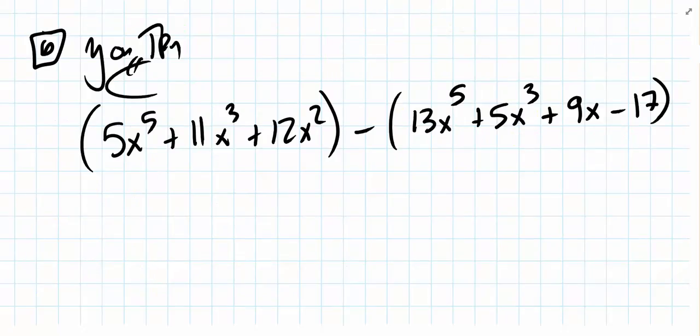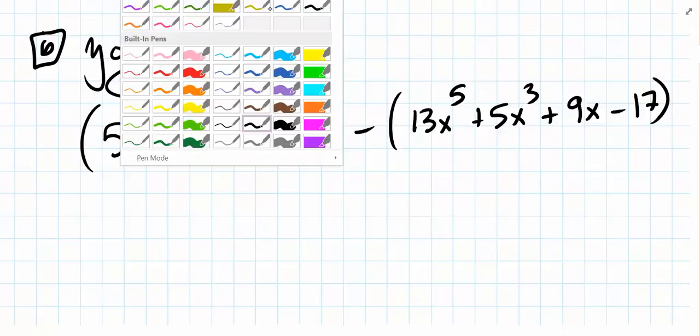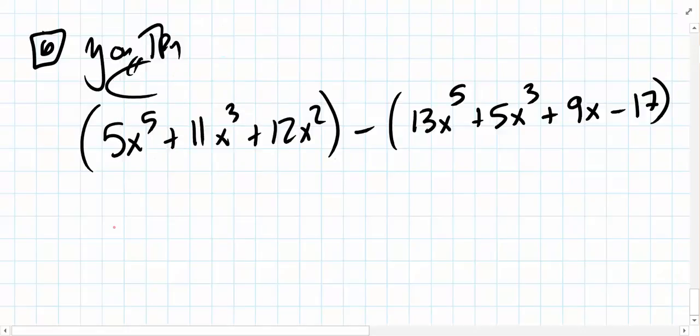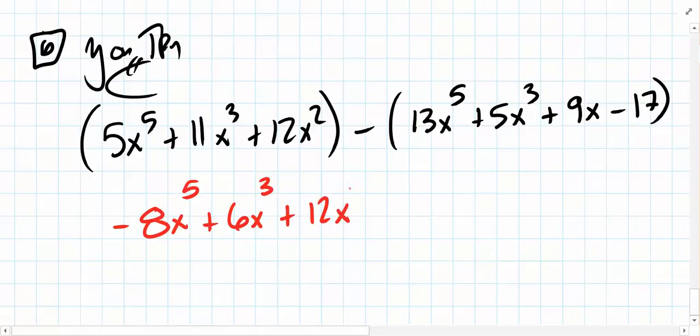Okay, Luis, tell us what you got, buddy. Negative 8x to the power of 5, plus 6x cubed, plus 12x squared, minus 9x, plus 17. Who agrees with Luis?